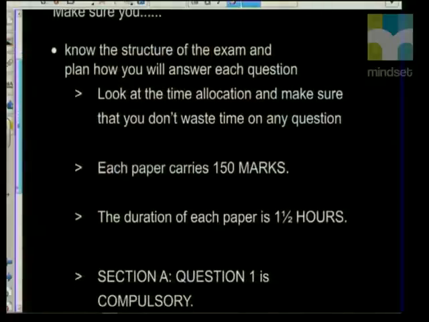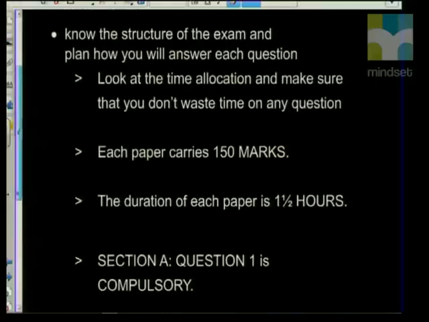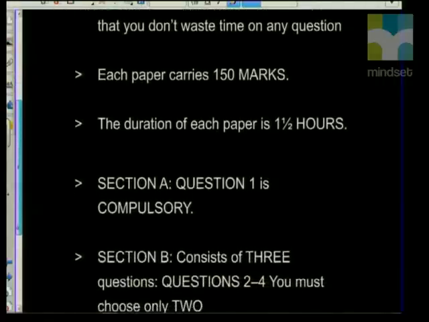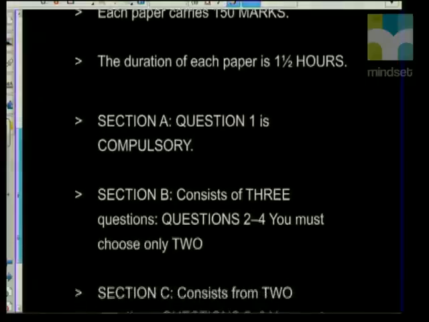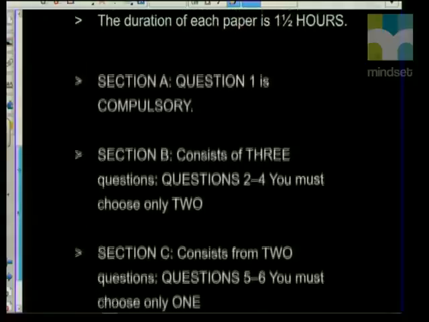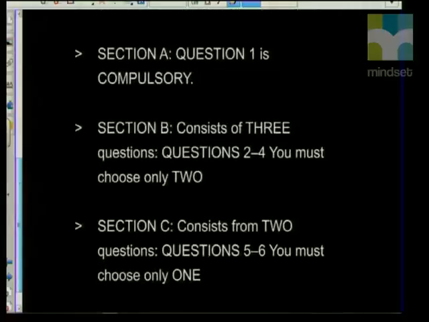So the important thing is to look at the time allocation and that you make sure that you don't waste time on any of the questions. Each paper consists of 150 marks, and the paper will be a 1.5 hour paper. Section A is a compulsory section, and it consists of 3 questions. Section B consists of 3 questions again. Of these 3 questions, you only have to answer 2. And then Section C will consist of 2 questions, and you choose only one of those essays.